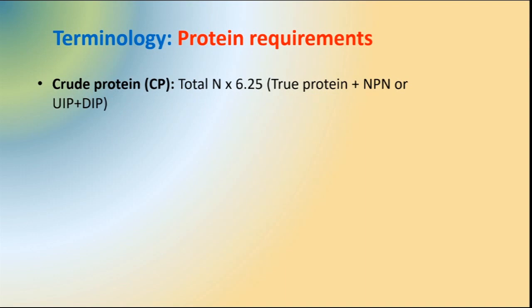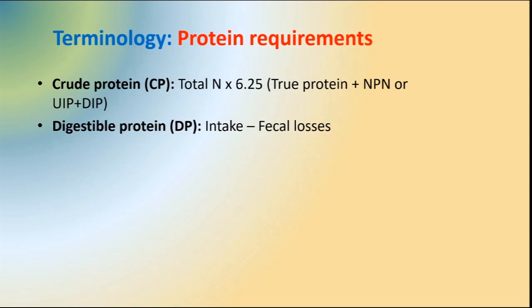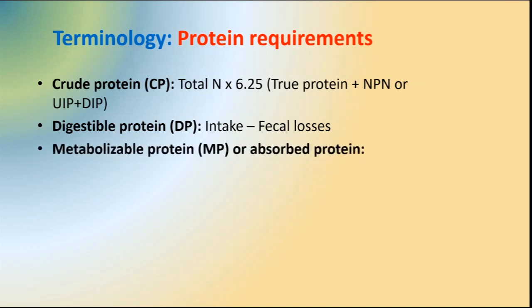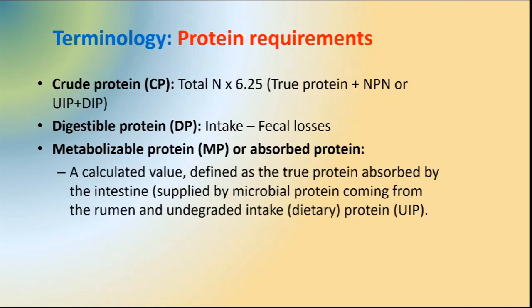In case of protein requirements, normally that is on a crude protein basis, calculated through the determination of nitrogen and multiplying it with 6.25. So it's a combination of crude protein and the nitrogen coming from NPN compounds. Sometimes it's a combination of undegradable intake protein and degradable intake protein. Then digestible protein, where some of the feeding standards have protein values on a digestible protein basis. Then metabolizable or absorbed protein basis, the most recently used terminology for protein nutrient requirements.